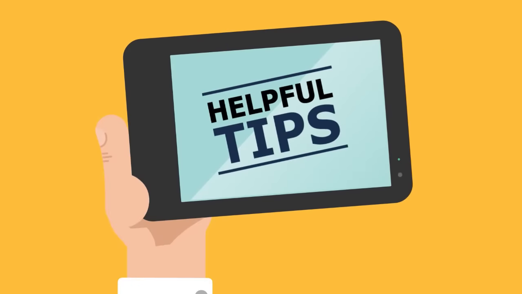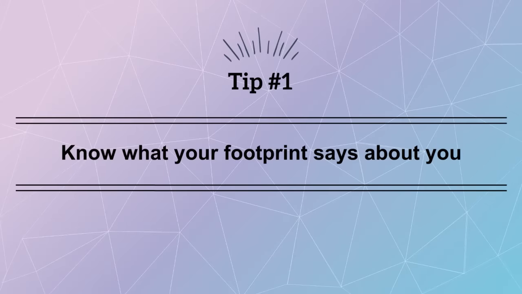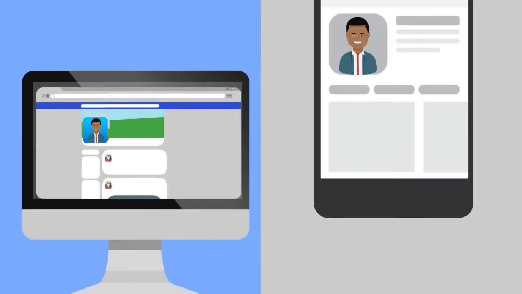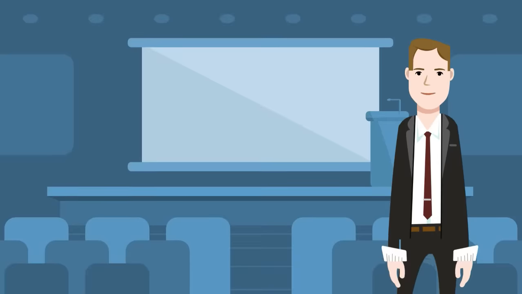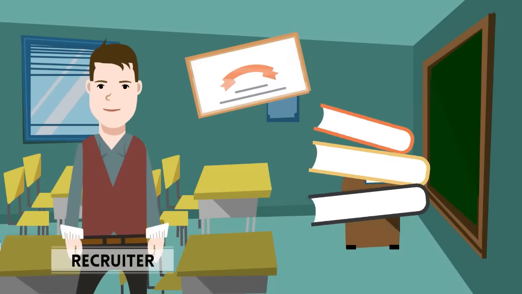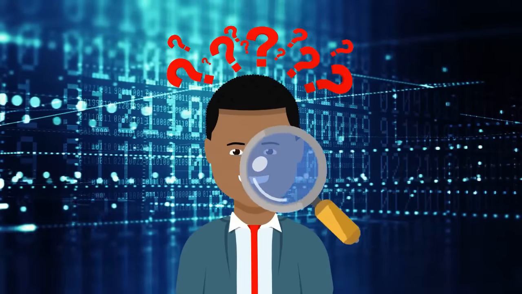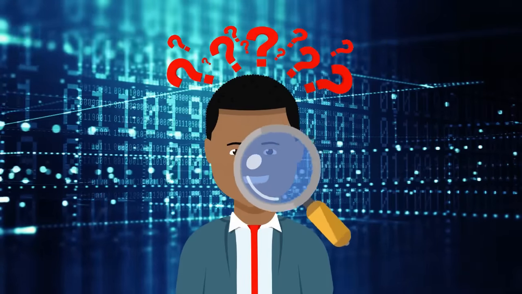Keep the following tips in mind when you go online to manage your digital footprint. Tip number one, know what your footprint says about you. Other people use your digital footprint to make judgments about you online. This can include employers when you apply for a job or recruiters when you apply for academic programs. It's important to know what your digital footprint says about you and how your information is being used.